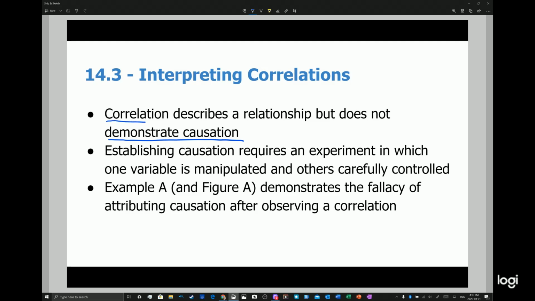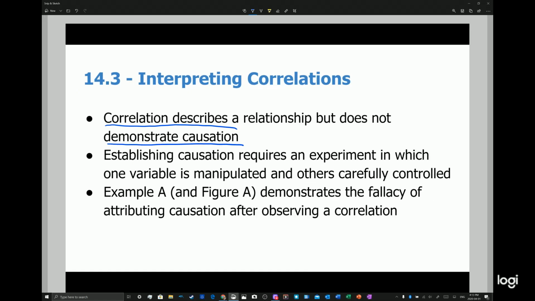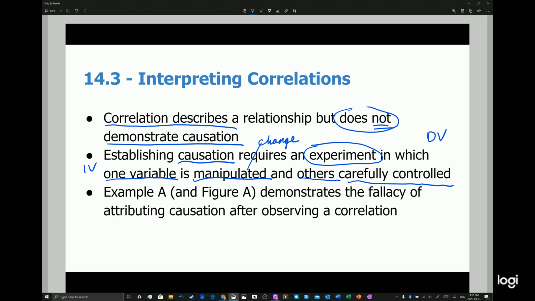So again, last time, correlation does not demonstrate causation. Okay? To establish causation, then, this is the next point, you need to do an experiment to see that when you change one variable, and this is the word here, manipulated, means to change, if one variable is changed, and this is your IV, your independent variable, and control all the other variables, that means don't do anything with them, whether the dependent variable is going to change.